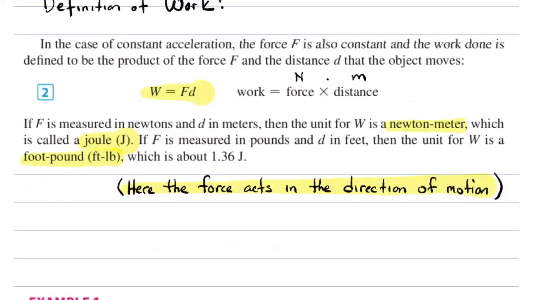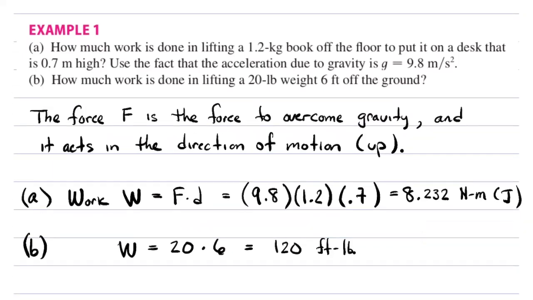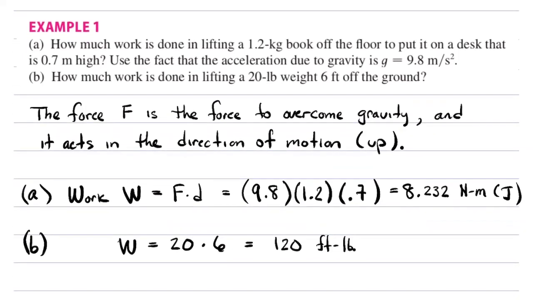This is a real quick example. This is example 1 from your text. I borrowed it so I don't have to write it out. It looks nicer anyway. Both these problems are about lifting an object that has a fixed mass and therefore, near the surface of the earth, a fixed weight. When you're lifting an object, the force that's required is the force to overcome gravity, right? And you're moving in the direction of motion because you're lifting it up. So our requirements are satisfied.